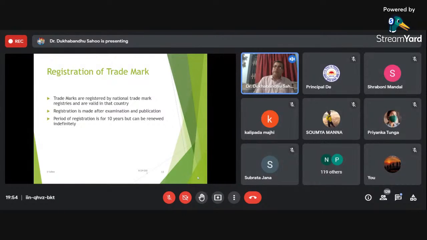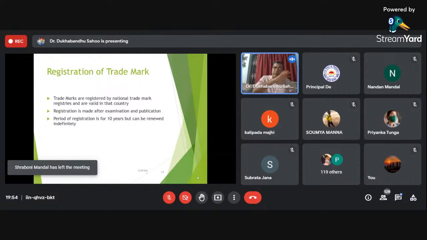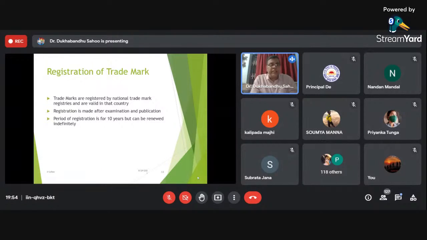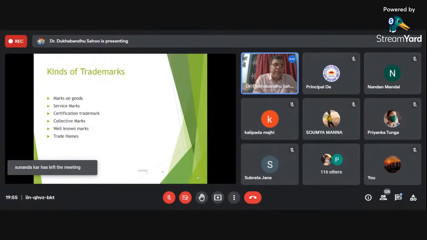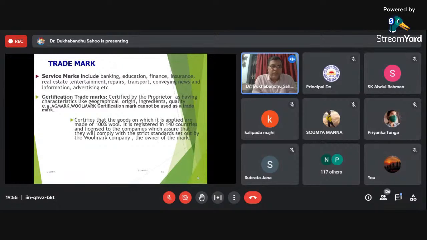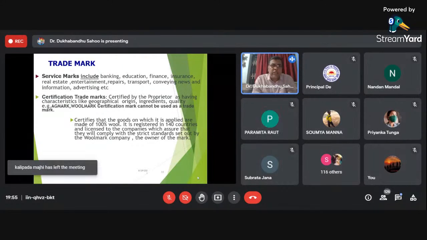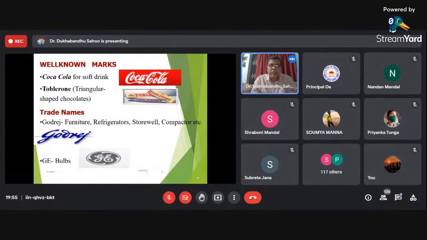And this is registered by the National Trademark Registries and is valid in that country. Registration is made after examination and publication because the trademark registries examine the quality of a trademark and its efficacy, its effect on the society. Then generally, it's given for 10 years, but it can be renewed perennially. Kinds of marks: marks on goods, service marks, certification trademarks. Service trademarks include banking, education, finance, insurance. Certificate trademarks are certified by the proprietors as having characters like geographical origin, other things. Then collective trademarks. These are the well-known trademarks.